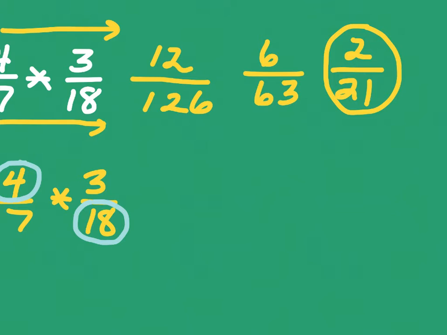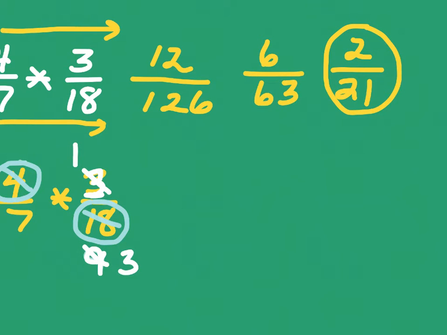So I can say 2 goes into both of those numbers since they're even. 2 goes into 4 twice. 2 goes into 18 9 times. Now I'm not going to stop there. I notice that I have a 3 and a 9. And 3 and 9 are both divisible by 3, so I can do the same thing. 3 goes into 3 once. 3 goes into 9 3 times.